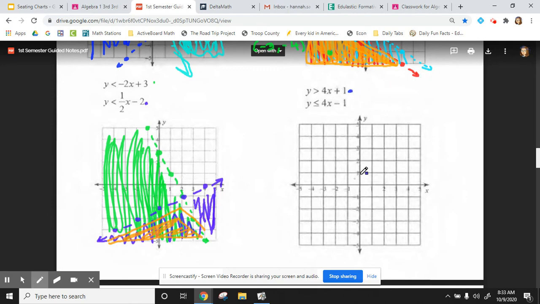Okay, for this one, we start at +1. We go up 4/1. That's a dotted line. Mine is not very straight. It's greater than, so we shade up.